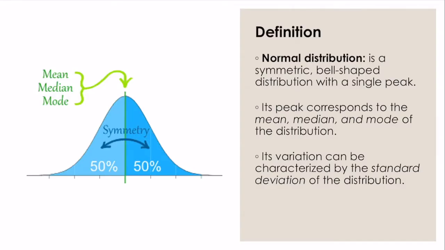A normal distribution is symmetric, like a butterfly, bell-shaped, and it has a single peak. That means it has a single mode. This peak is our mean, median, and mode of our distribution. And we characterize its variation by the standard deviation. That's something we learned to calculate at the very end of chapter 4. In this class, we're going to use the rule of thumb, which is range divided by 4.